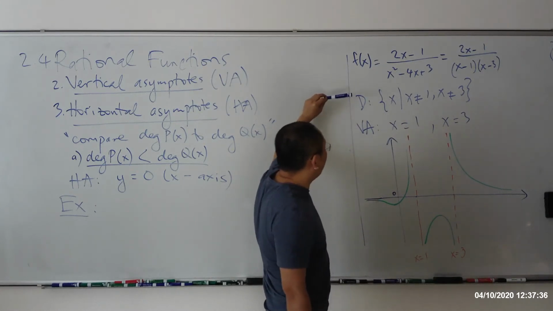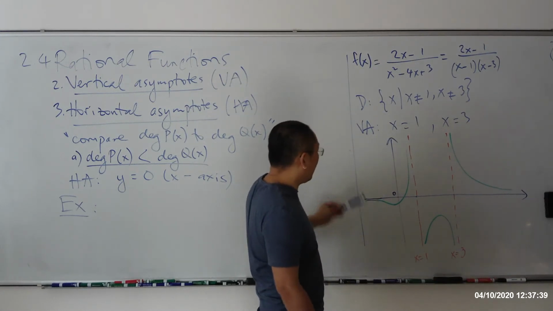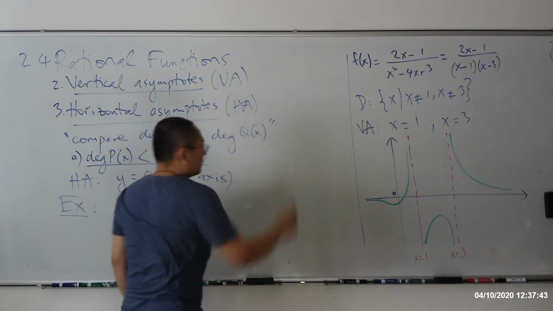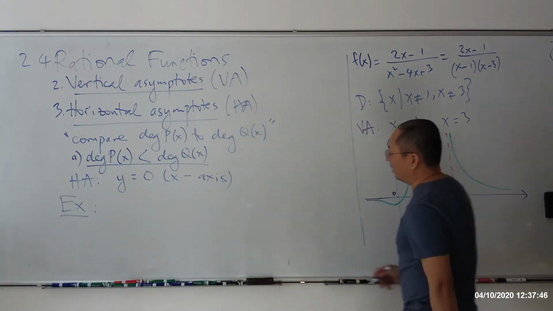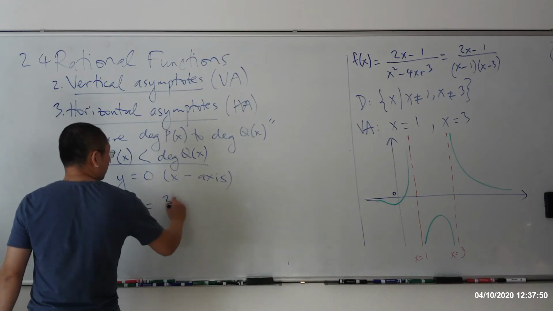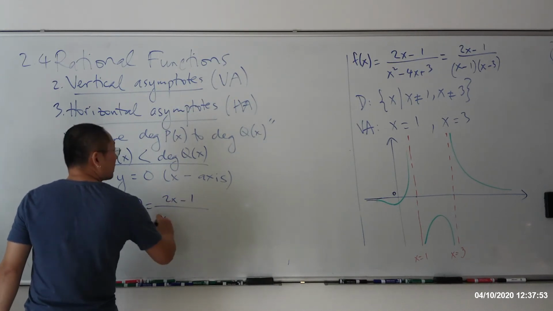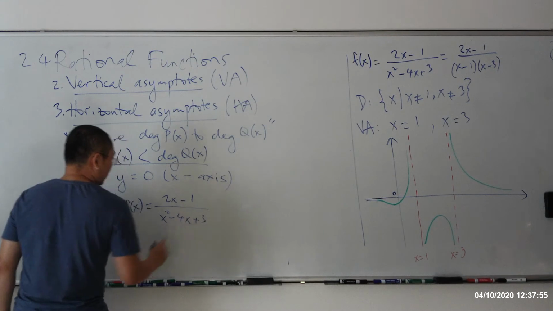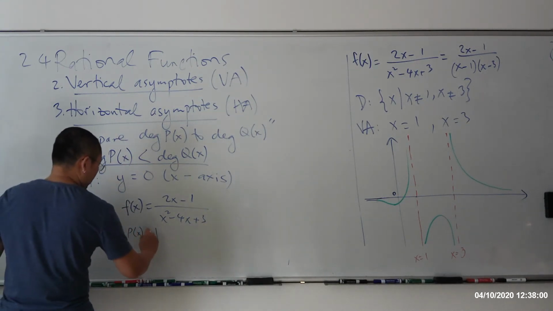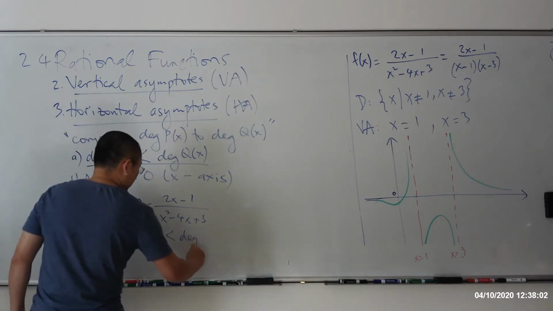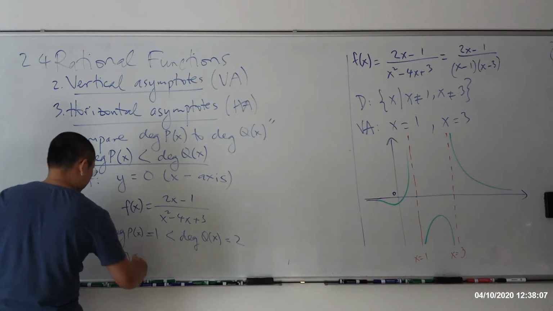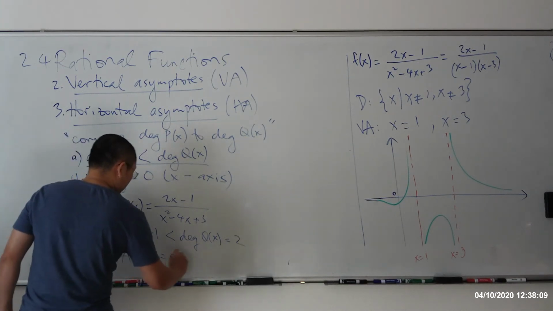And of course, we can find the domain. We can find the vertical asymptote. But now we can find one more thing, which is the horizontal asymptote. Example is right here. Let me just rewrite the function here. f of x equals 2x minus 1 over x squared minus 4x plus 3. So the degree of p of x is equal to 1, less than the degree of q of x, which is equal to 2. So the horizontal asymptote is y equals 0, which is the x-axis.